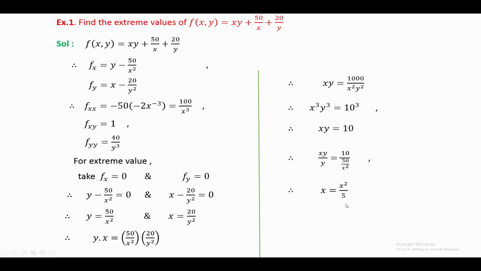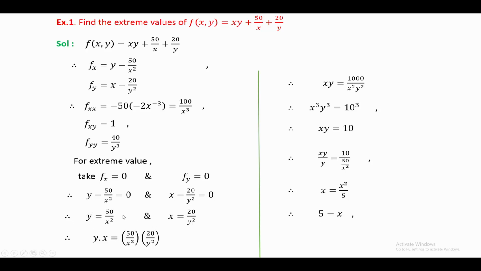X square in numerator, x square by 5. Therefore one x cancels, so we get 5 equal to x. So x is 5.